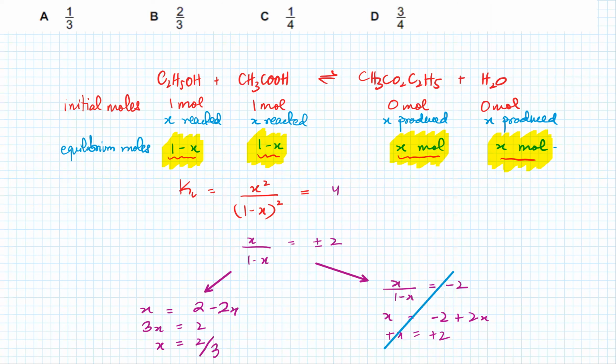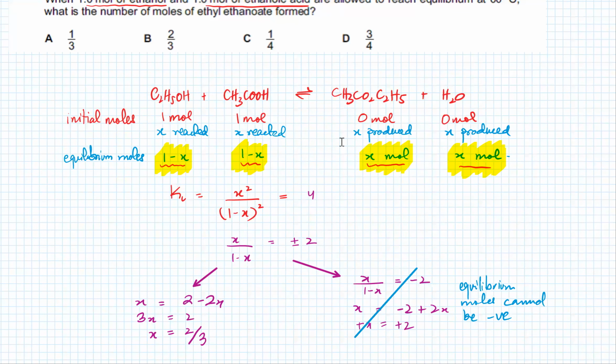I'll write the reason as well: moles cannot be negative. X can be anything, but your equilibrium moles cannot be negative. They can simply not be negative.